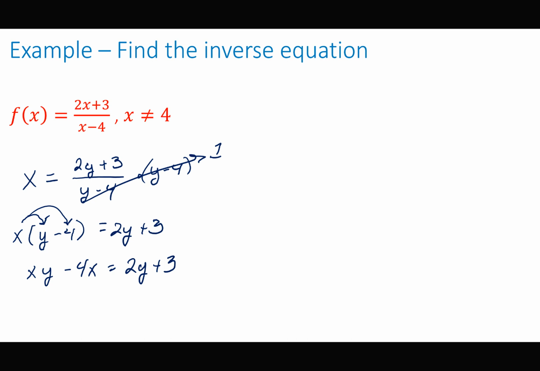I'm going to get all my y's on one side. So I'm ultimately trying to end up with y equals something. So this would be xy minus 2y would equal a positive 4x plus 3.